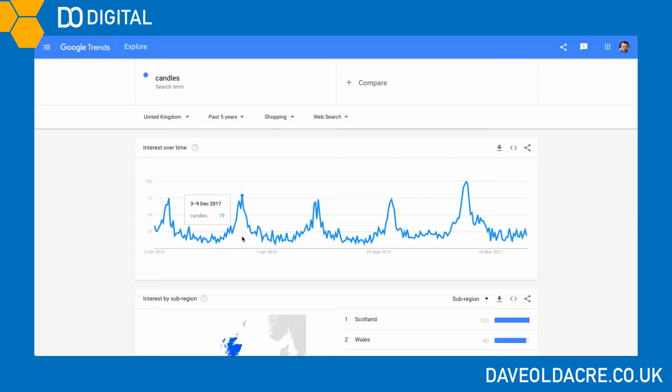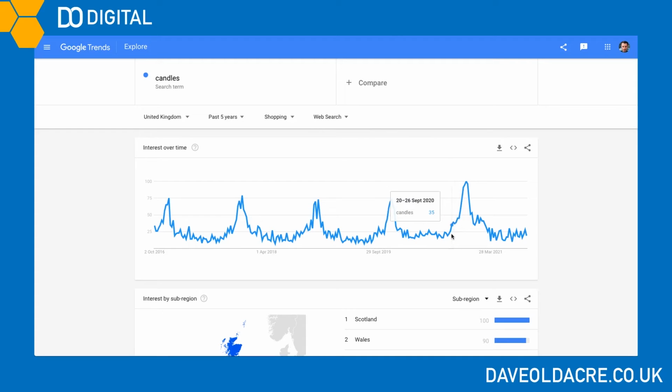Now, the graph we see underneath is search interest over time. This isn't how many people are searching for it, but a relative view on all the data Google has for this search query when the most interest occurred. And this is where you can start to see trends. So the peak is where the most interest occurred, and the trough is where there was least interest. And we can see there's 5 strong peaks here.